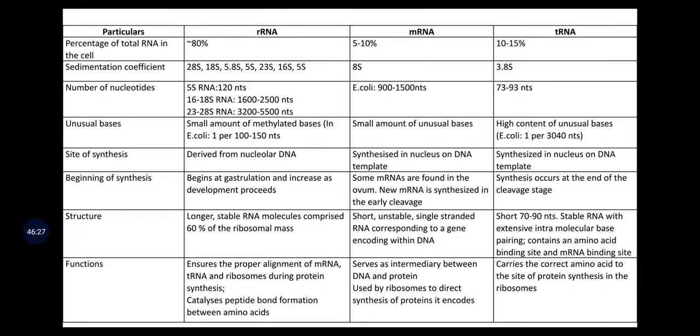Finally, we discuss the functions of the three different RNAs. rRNA ensures the proper alignment of mRNA, tRNA and ribosomes during protein synthesis, and catalyzes peptide bond formation between amino acids. mRNA serves as an intermediary between DNA and protein, used by ribosomes to direct synthesis of the proteins it encodes. tRNA carries the correct amino acid to the site of protein synthesis in the ribosomes.